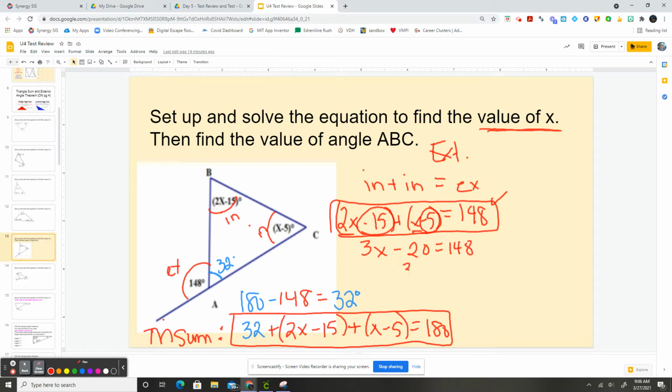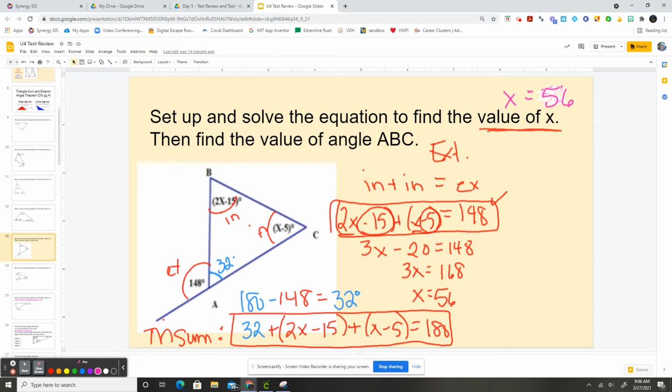I'm going to add 20 to both sides and get 3x equals 168, and then divide by 3, and 168 divided by 3 is going to give me 56. So x equals 56. That's the first part of the question. Oops, it's not degrees though. So x is just going to equal 56, right?